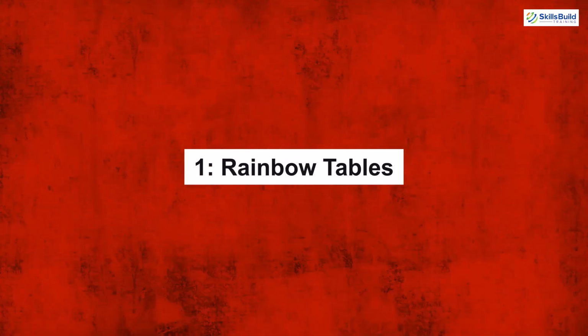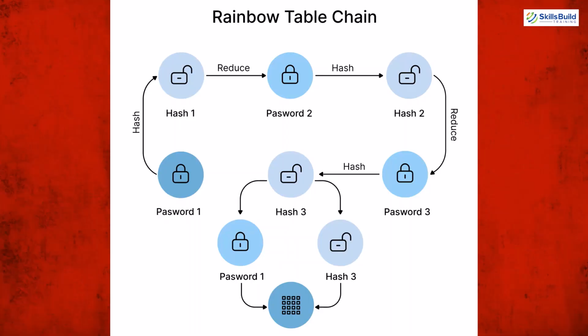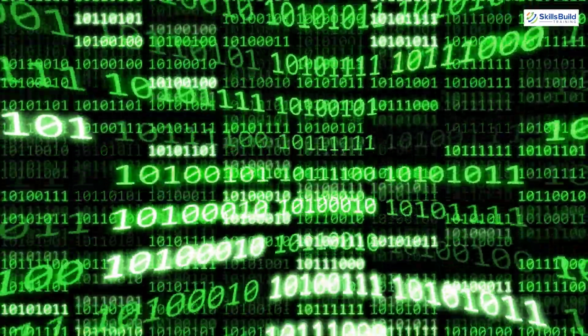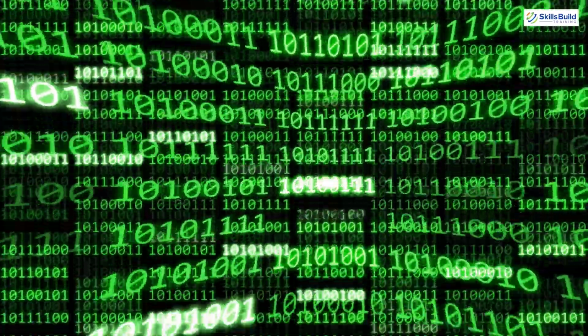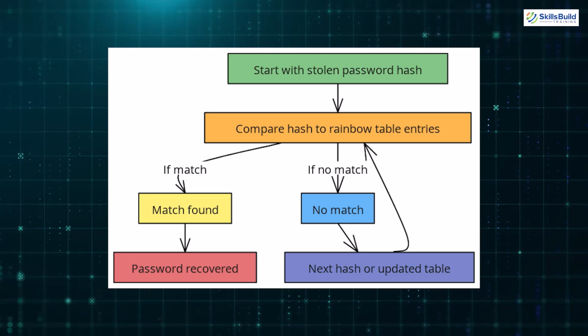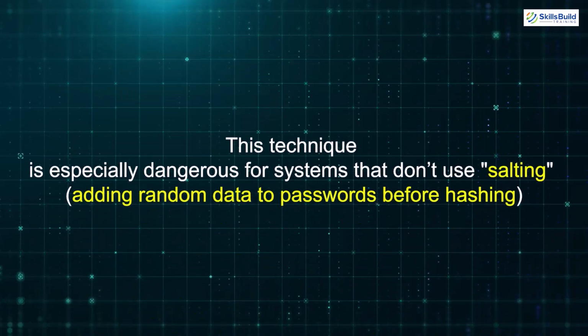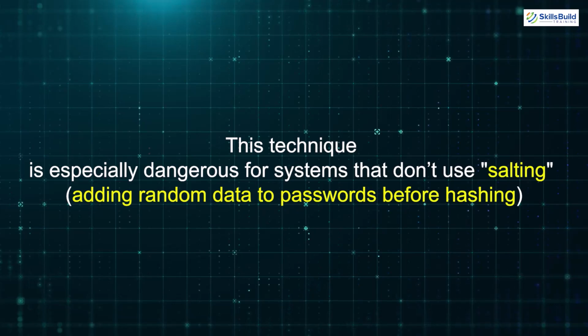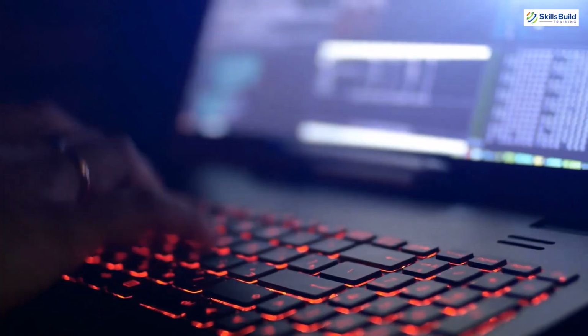Type 1. Rainbow tables. Rainbow tables are one of the most terrifying tools in a hacker's arsenal. These pre-computed tables are used to reverse cryptographic hash functions, which are algorithms that convert passwords into unreadable strings of characters. Essentially, hackers use rainbow tables to compare hashes of stolen passwords against a pre-built list of hashes, allowing them to quickly recover the original passwords. This technique is especially dangerous for systems that don't use salting, adding random data to passwords before hashing. Make sure the websites and apps you use implement strong password hashing practices to keep you safe.